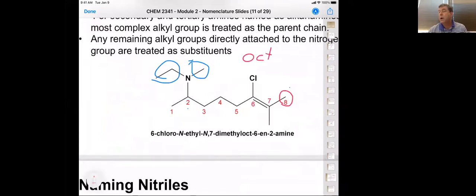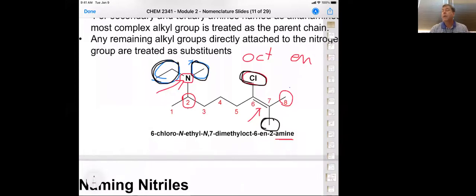We have an alkene, so we're going to have an ene in here somewhere. We have an amine, so there's going to be amine on the end. And we want to locate the nitrogen, the changing amine, at the lowest number, so we have it on 2. And we have a chloride as a substituent. Let me circle my substituents in black here. We have a methyl substituent here, another methyl substituent here, and an ethyl substituent here.